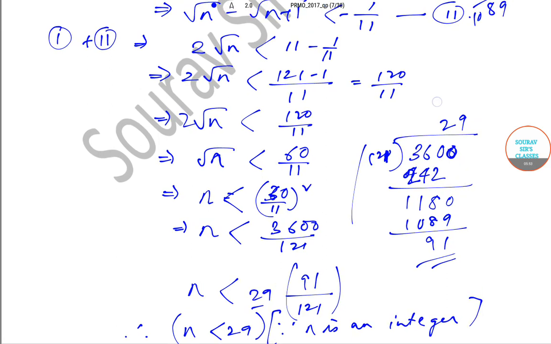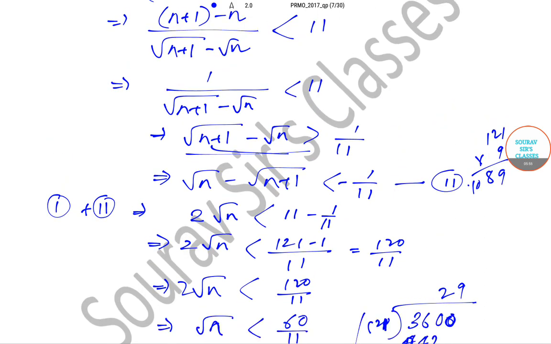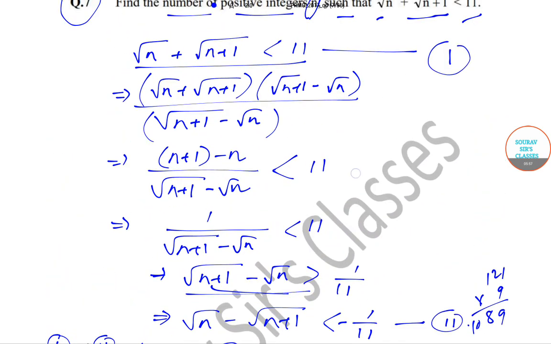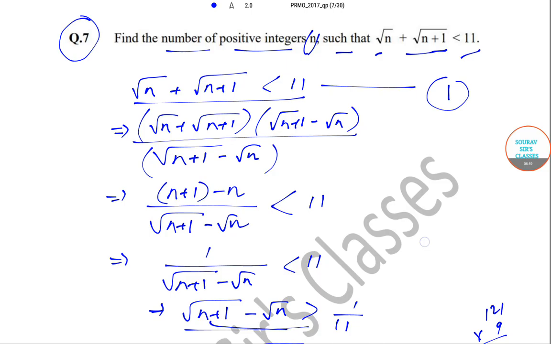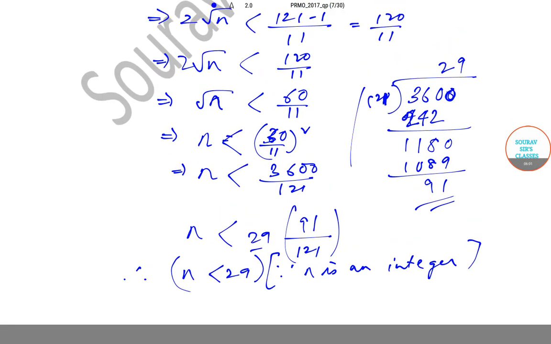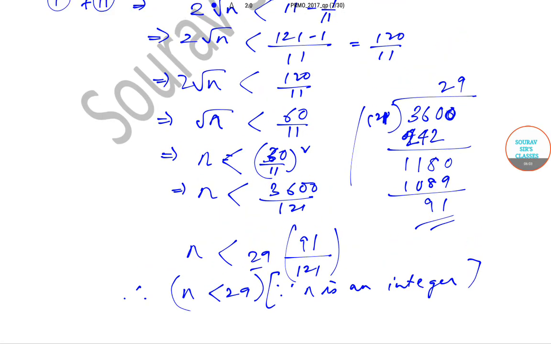The question that we needed to solve was to find the number of positive integers. So we have n is less than 29, so we can basically have 29 integers. 29 integers are possible. This is the answer that we're looking for.